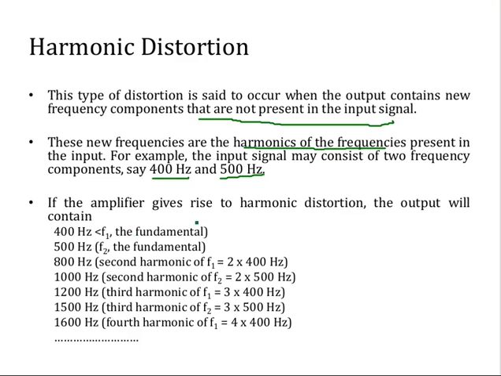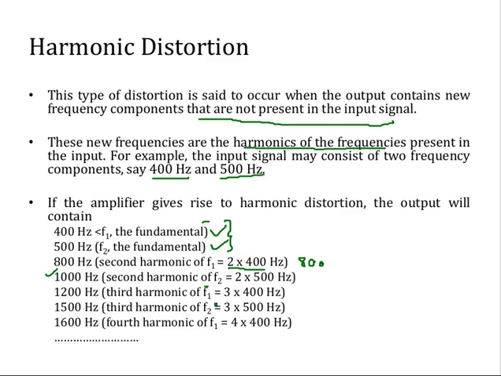If the amplifier gives rise to harmonic distortion, then the output will contain this fundamental component, that is F1, which is a fundamental component. F2 is also a fundamental component. These two are already there in the input. Besides these two, there will be the second harmonic of F1, second harmonic of F2, third harmonic of F2, third harmonic of F1, and so on. What do you mean by that? Second harmonic means the multiple, 2 into 400, 2 into 500, that is 800 Hertz. Then you have 1000 Hertz.